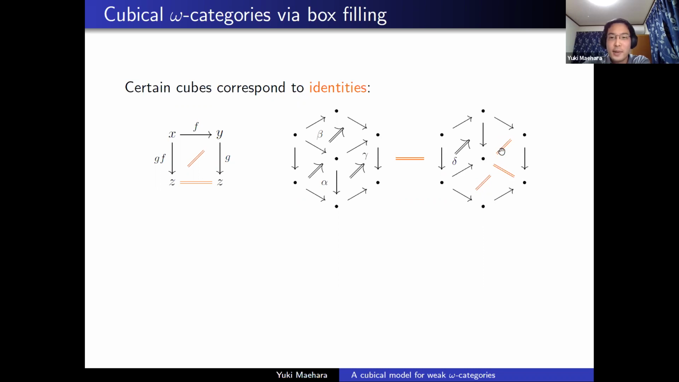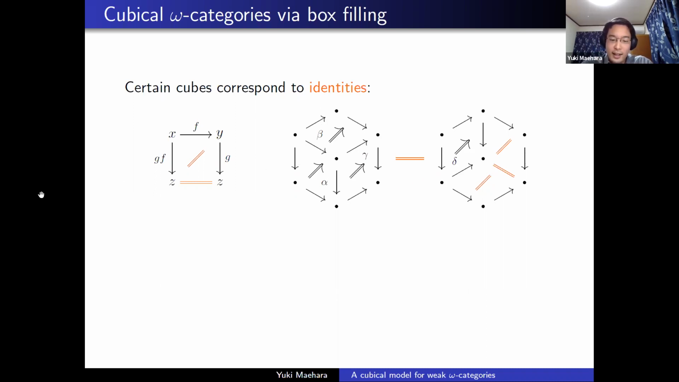These two faces are sort of filling the space to pad out the boundary of delta to the boundary of this whole thing. But this is really, at least globularly, just saying that delta is the composite of alpha, beta, gamma. Although again, in the cubical structure, we can't see that. This cube is not identity or connection.